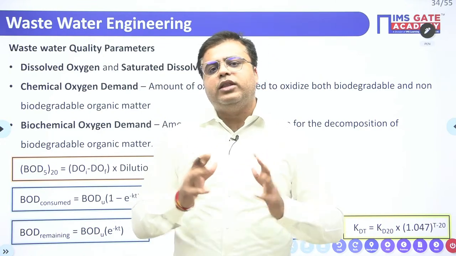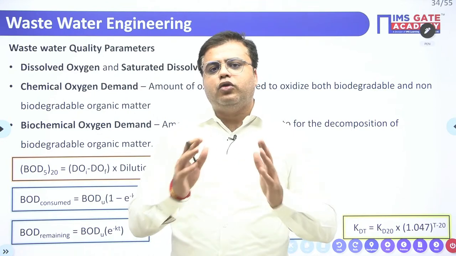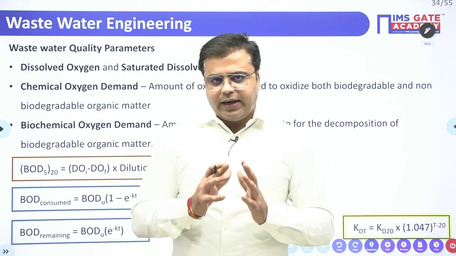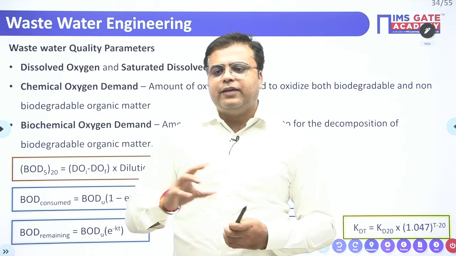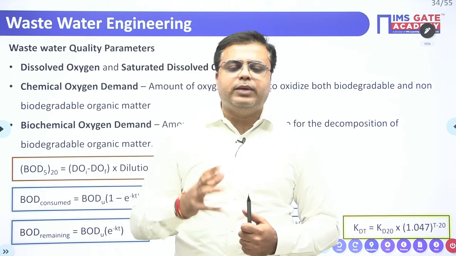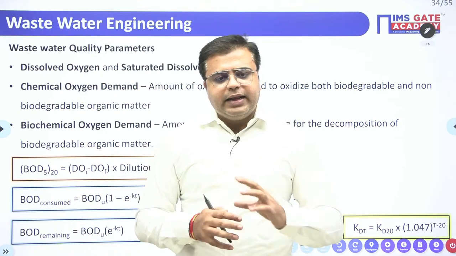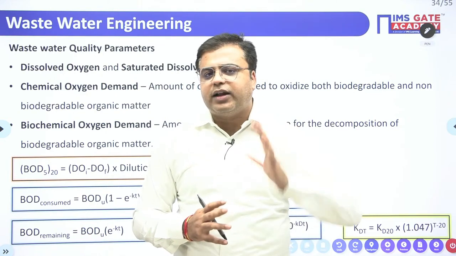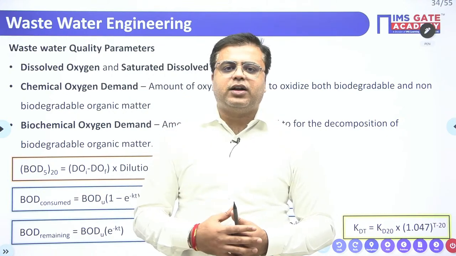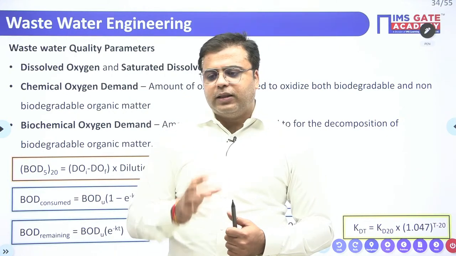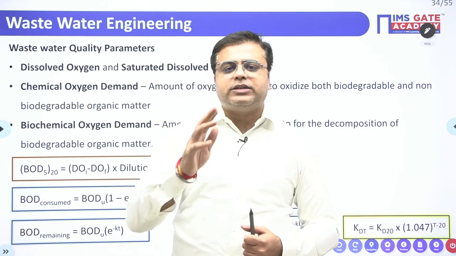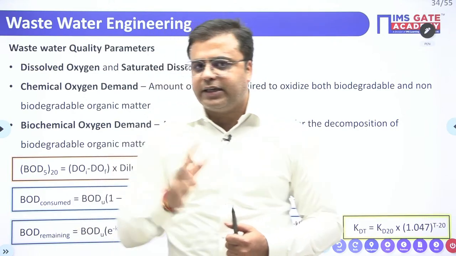So wastewater is of two types: sanitary wastewater and drainage. Sanitary sewage is the sewage generated by domestic or industrial activity. Drainage is the wastewater generated after rainfall, right? In our entire wastewater engineering, the primary thing we need to focus on is sanitary sewage, especially the wastewater generated after domestic activities.